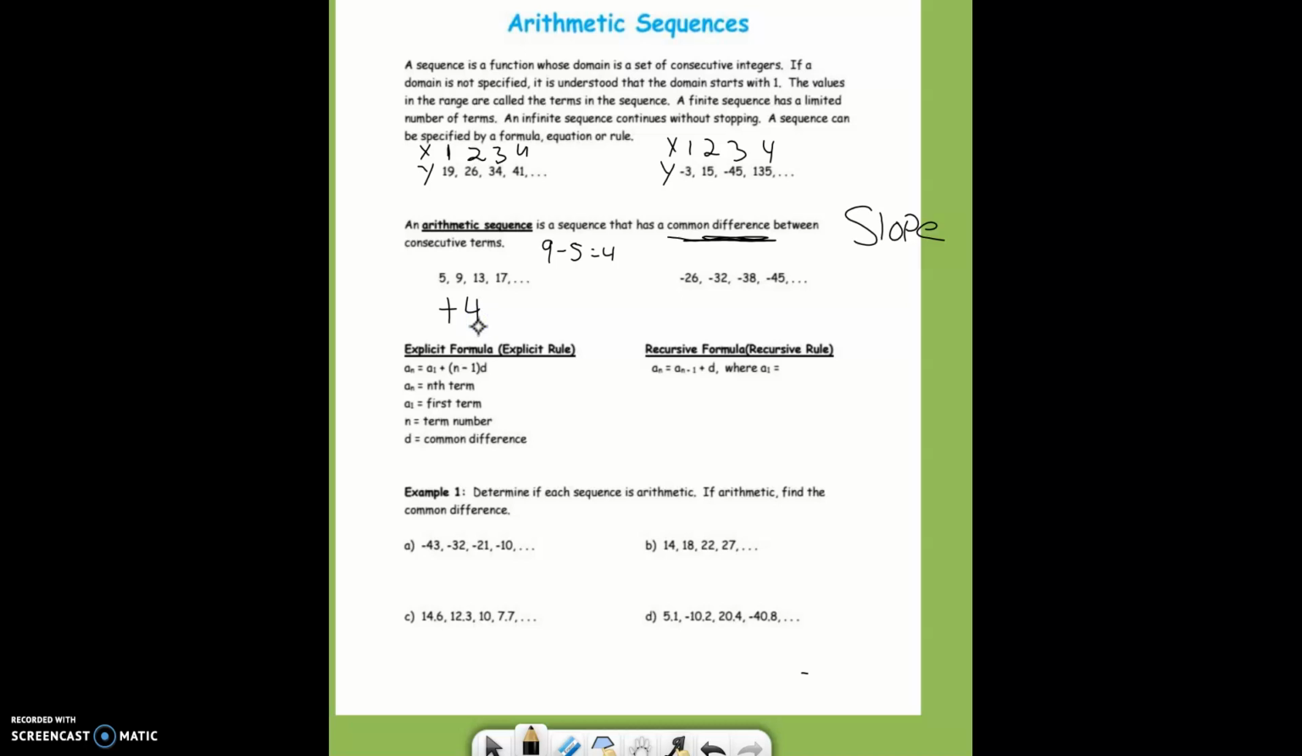Now this one is a little different. So we've got negative 32 minus negative 26, okay? That's negative 6. Then the second one, negative 38 minus negative 32. That again is negative 6. So we think we have a common difference. However, the last one kind of trips us up a little, because look at this one. Negative 45 minus negative 38 gives us negative 7. So in this case, we do not have an arithmetic sequence, okay?